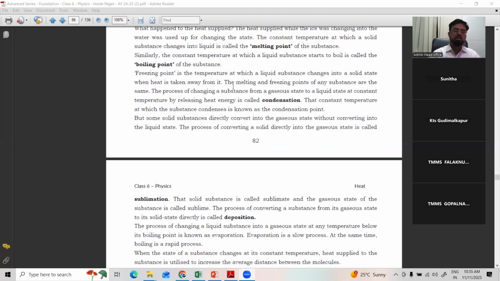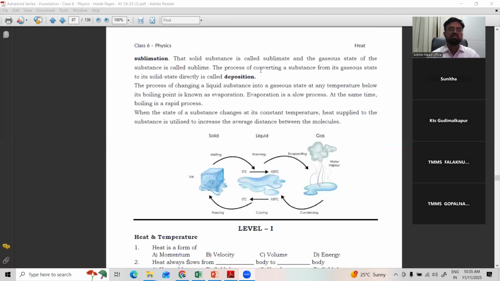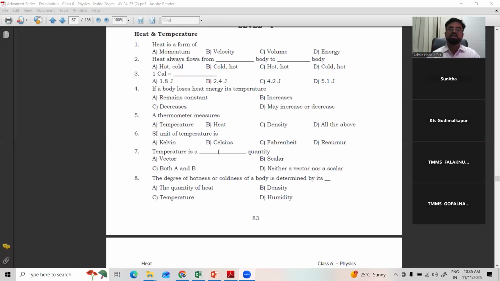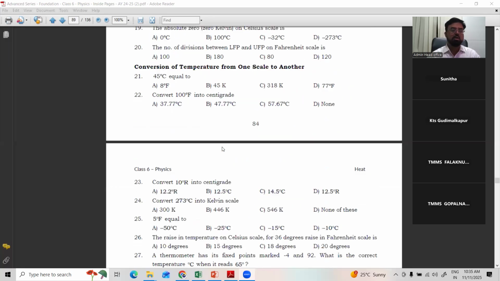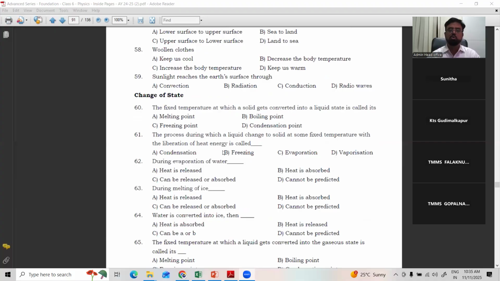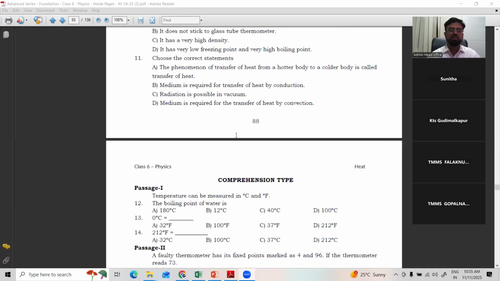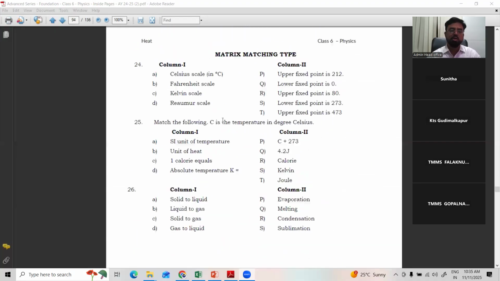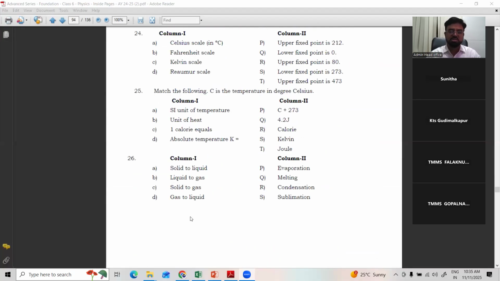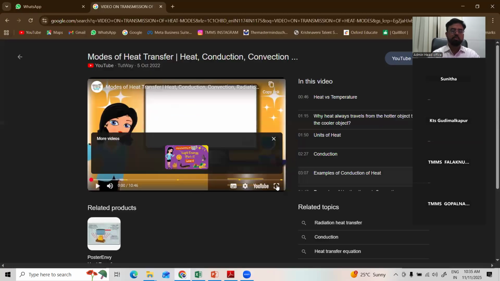All these are the various definitions of the transfer of heat or transmission of heat or change of state of heat. All these you can come across in the exercise questions. Just go through the questions once and try to answer them with the concepts we learned. So this is our entire chapter. I think if time permits, I'll show you one video before closing the class.